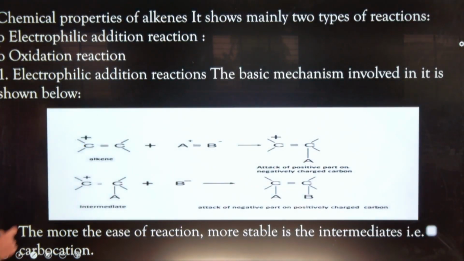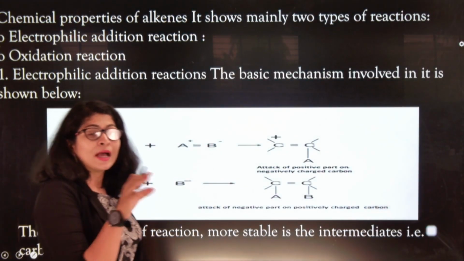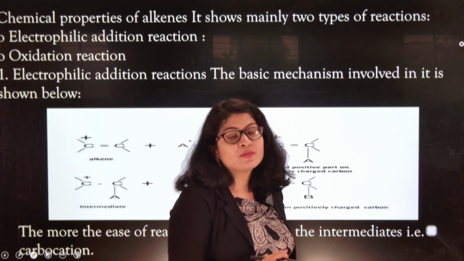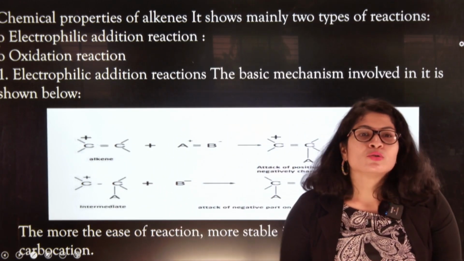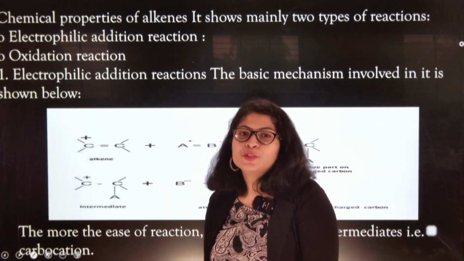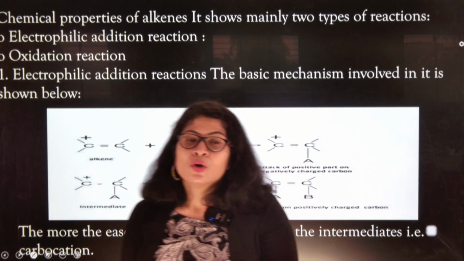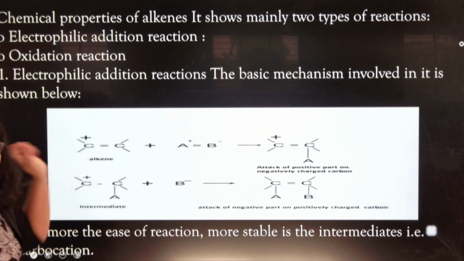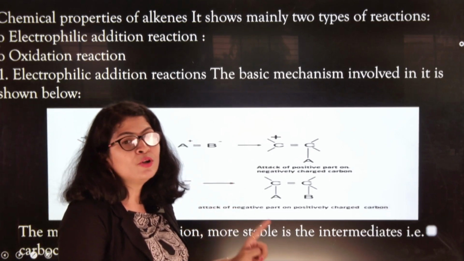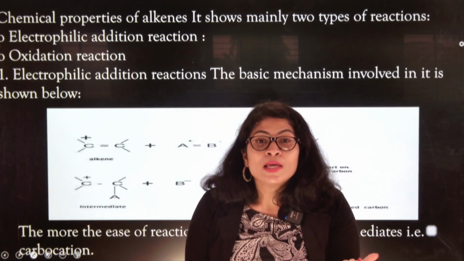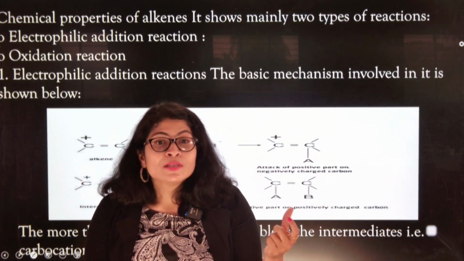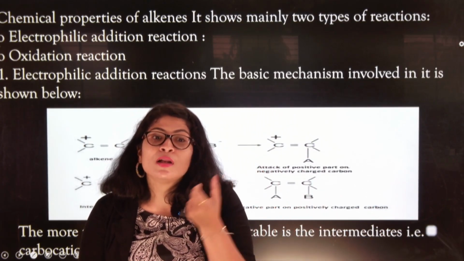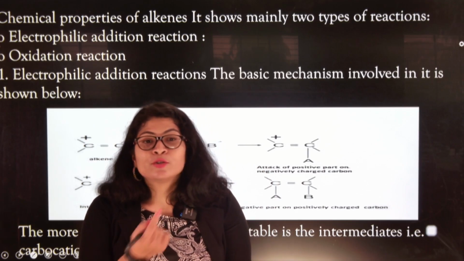Now if I look at the chemical properties, obviously as compared to alkanes, alkenes will be highly reactive. Chemical properties of alkenes show mainly two types of reaction. One is electrophilic addition and the next is oxidation. Electrophilic addition. What do you mean by electrophile? Phile means loving. Electro means electron. So electron-loving species are called electrophiles.